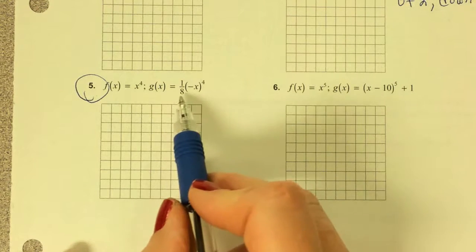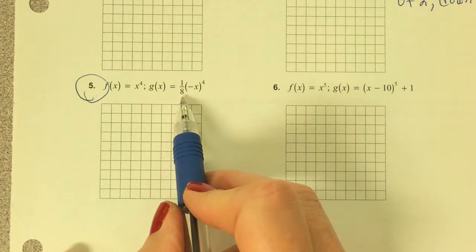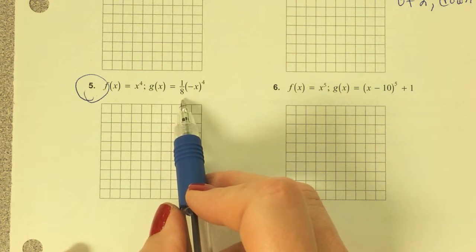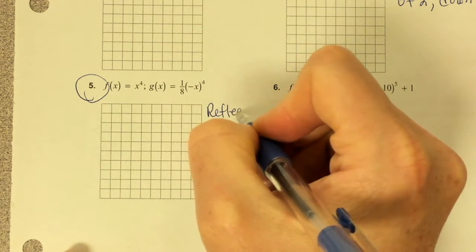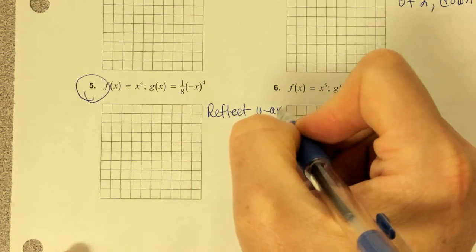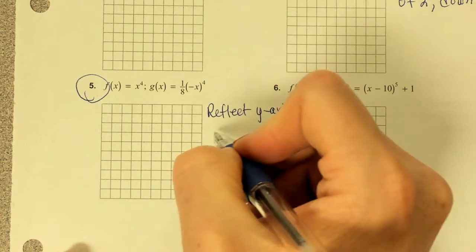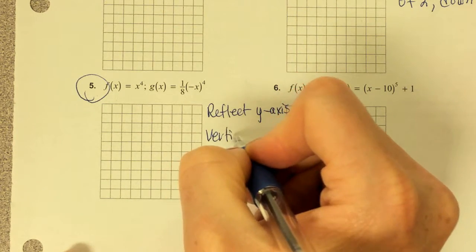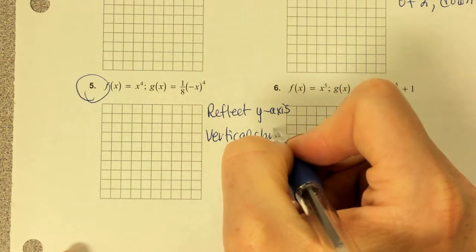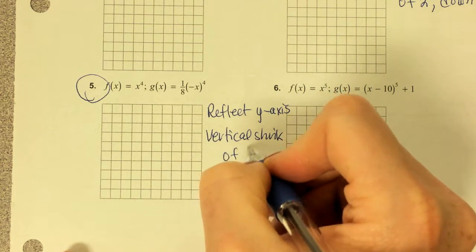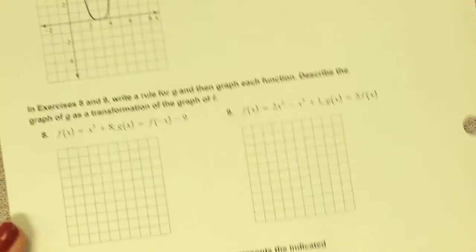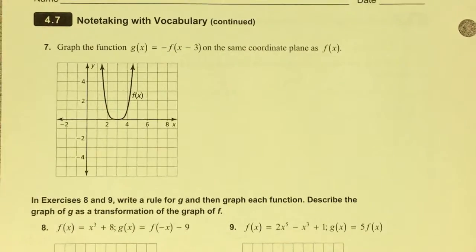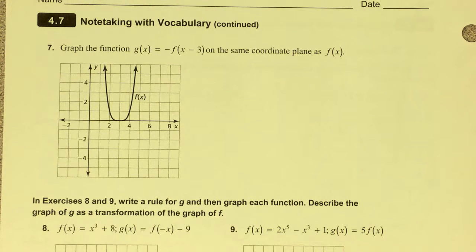Okay, what about this one now? So what did you put for this one, Mitchell? Good. Reflect in the y-axis, vertical shrink of 1/8. Good. All right, so now let's flip over to the back on number 7 with transformation.